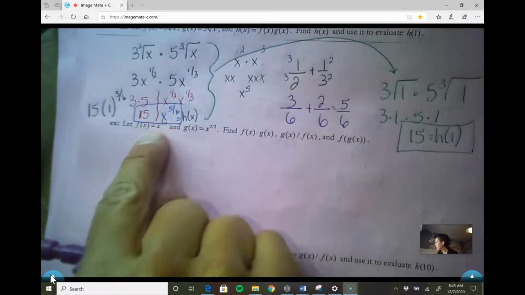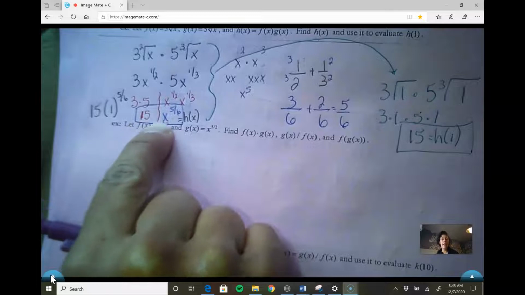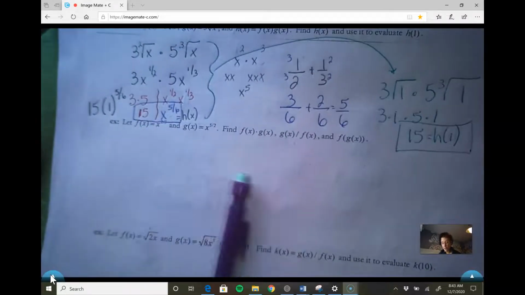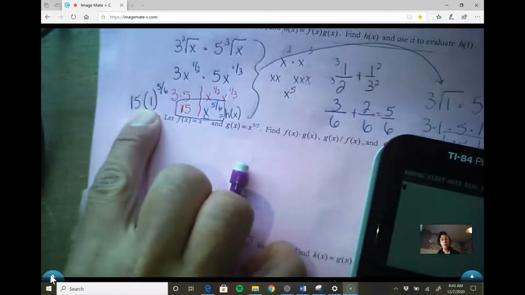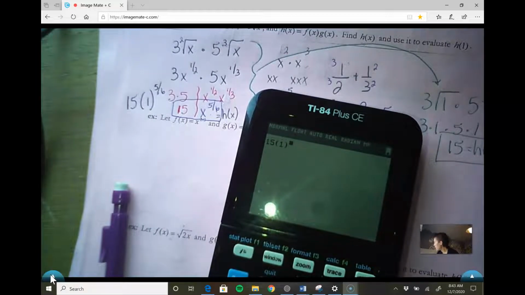You can technically also use your calculator, and there's two ways you can do it. One is you can just take this, obviously without that little wavy line in it, and put 1 in and take it to an exponent of 5/6. So let me show you how you do that. On your calculator, what I have over here on the left is what we're going to type in. I'm just going to do 15. Always put your base in parentheses, hit your exponent button, and then you can just put the 5/6 in.